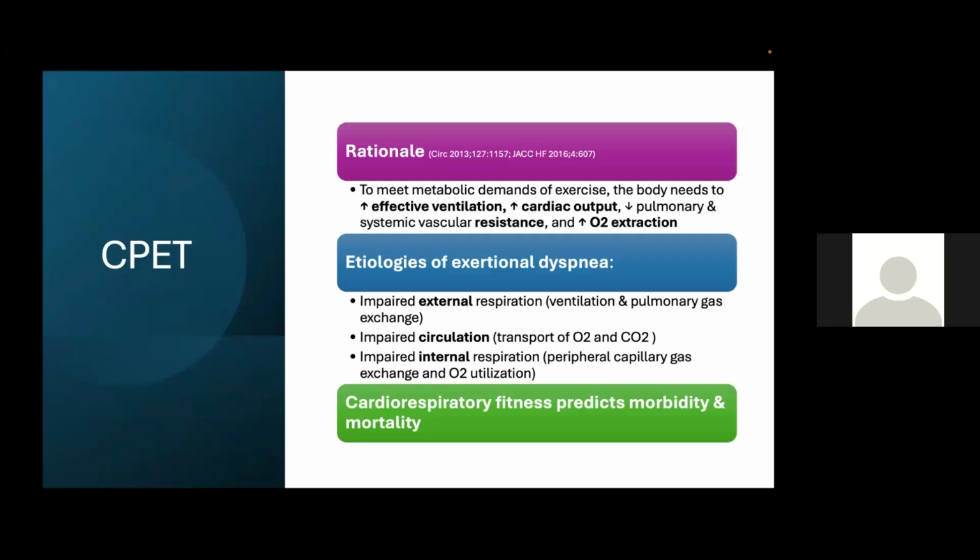So the rationale of CPET: to meet the metabolic demand of exercise, the body needs to increase ventilation effectively and increase cardiac output and decrease the pulmonary and systemic vascular resistance and increase the oxygen extraction from the cells. And then we can identify the etiology of exertional dyspnea. And we can divide it into three parts: either impaired external respiration or impaired circulation or impaired internal respiration, peripheral capillary gas exchange or oxygen utilization.